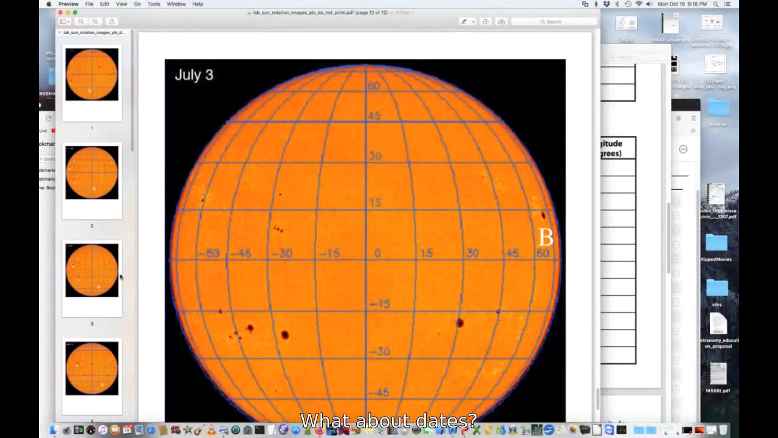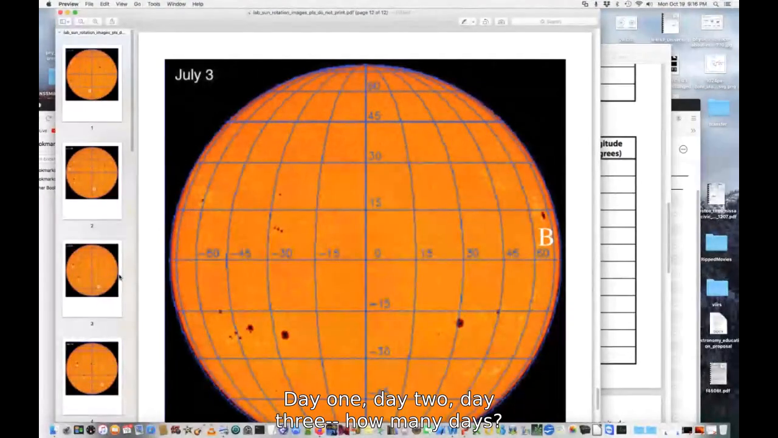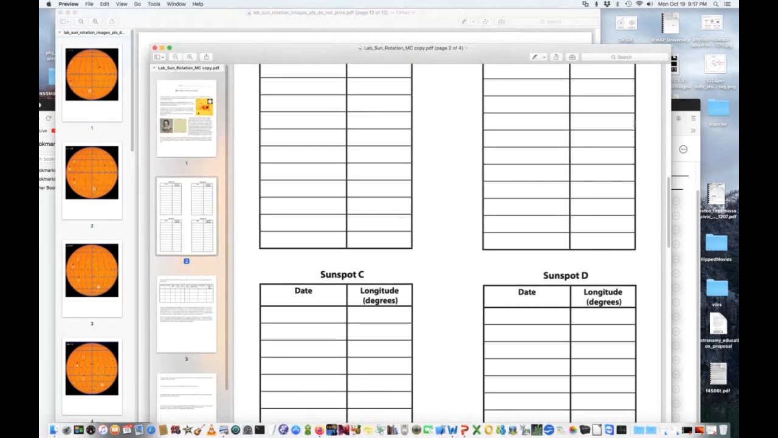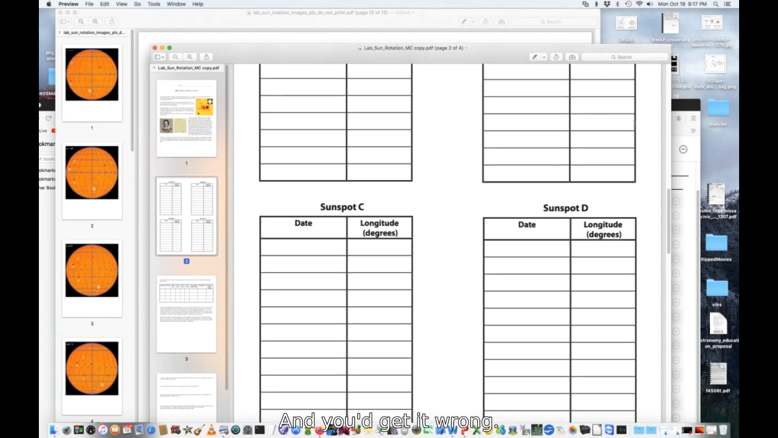What about days? This is a little bit tricky. If you observe from day 1 to day 3, day 1, day 2, day 3, how many days have you observed? The answer is 2. Okay, when you go from day 1 to day 2, that's 1 day. When you go from day 2 to day 3, it's 2 days. All right? And so when you go from day 1 to day 10, how many days are there? 9. Okay, so I know some people just divide by 10 and you get it wrong.